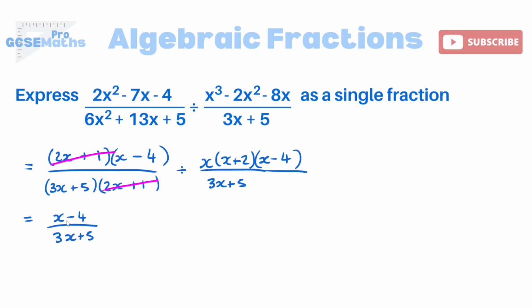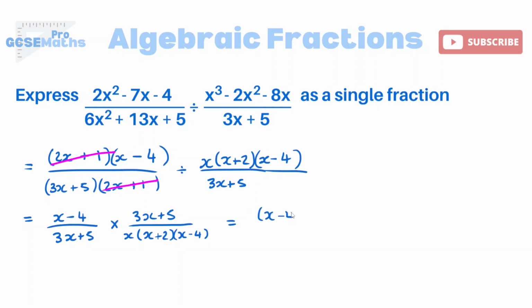So my first fraction is now x minus 4 over 3x plus 5. Keep flip change, so that becomes multiply. We get 3x plus 5 at the top now. Then x brackets x plus 2, x minus 4 on the bottom. And multiplying straight across, again, don't expand anything, just leave it all in brackets.